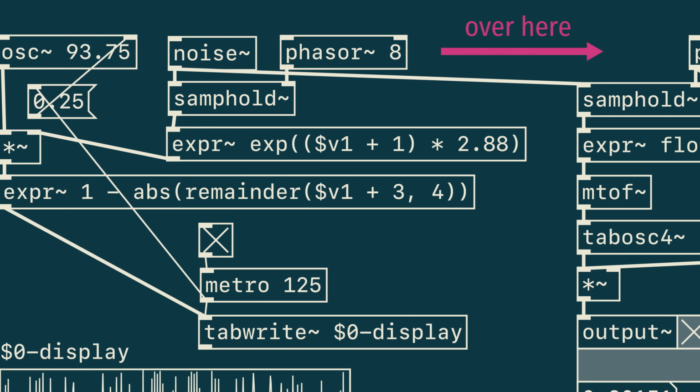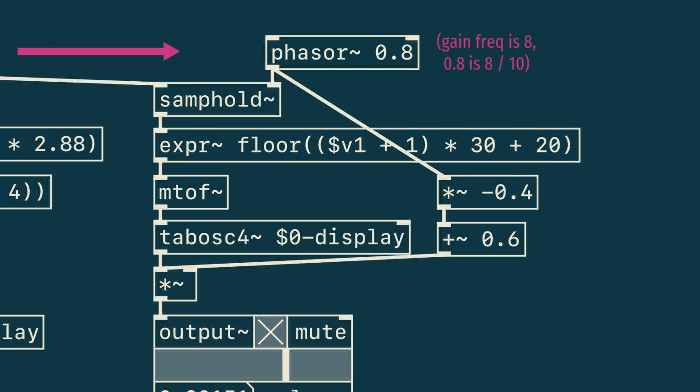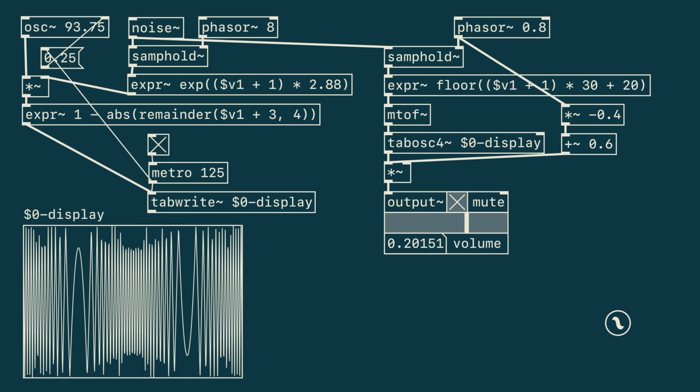Finally, this section makes a random note on every 10th gain change. mtof converts a MIDI note to a frequency which feeds into tabosc4~. I also use the phase ramp as a crude amplitude envelope. The note starts kind of loud and ends kind of quiet. Here's how it sounds.